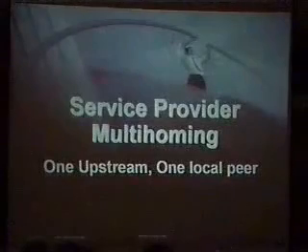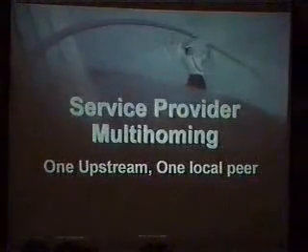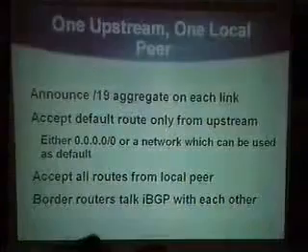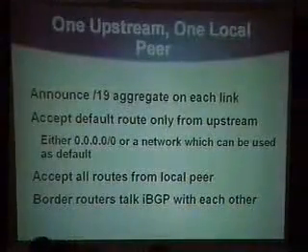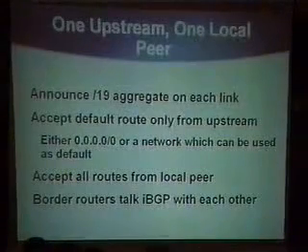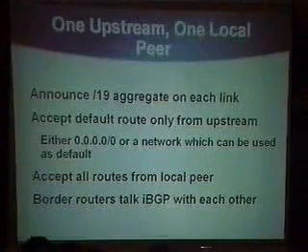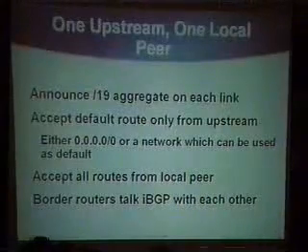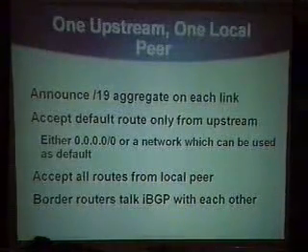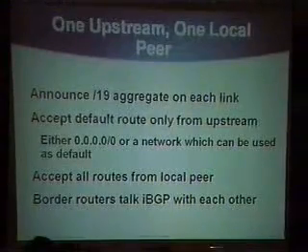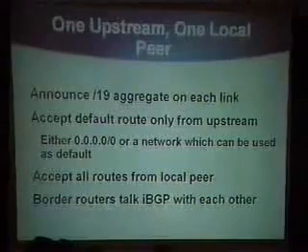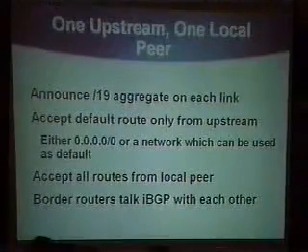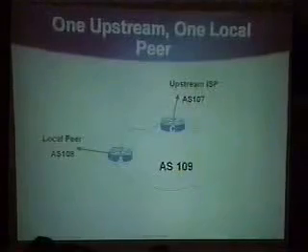Right, so that was inbound traffic. What about outbound traffic? Well, the situation: we've got one upstream, one local peer. I'm going to overrun by a few minutes, but I've only got about 30 slides left, so I will go quickly. One upstream, one local peer. Again, announce a /19 aggregate on each link. Accept the default route only from the upstream. Try and get away from the thing of having to have the full routing table from the upstream. Accept the default or a network which can be used as a default. So the picture could be something like this.